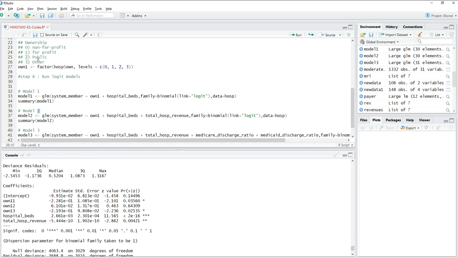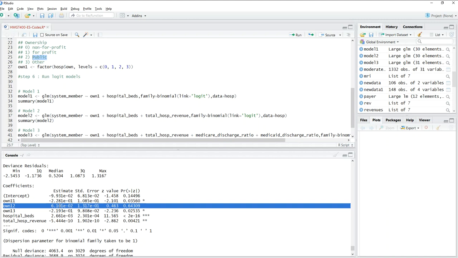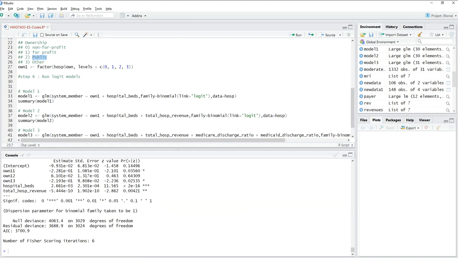The owner number 3 is the other type of hospital, and the public hospital is not significant, so I can say in the hospital the membership has a negative impact on hospital revenue. More likely I can say they are non-for-profit hospitals, and that makes sense because they are not working for the revenue. This is probably one of the main reasons.